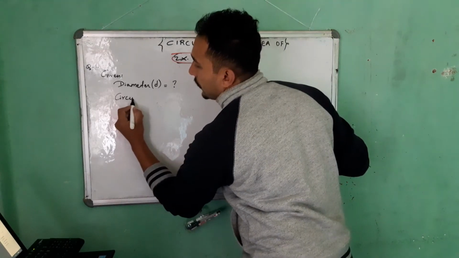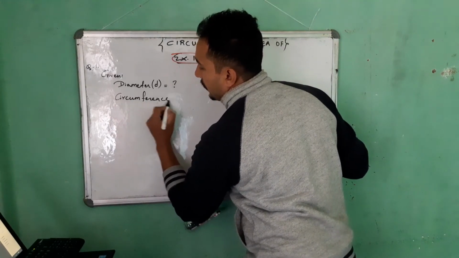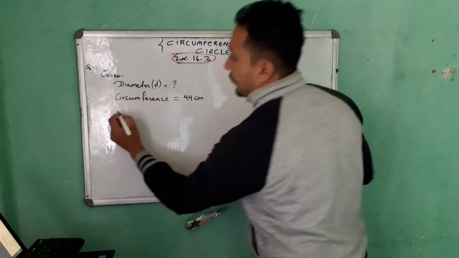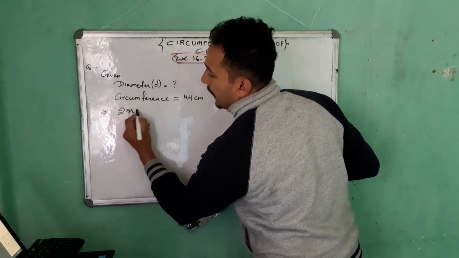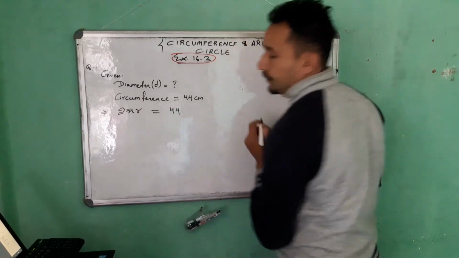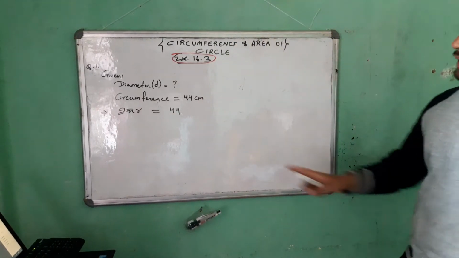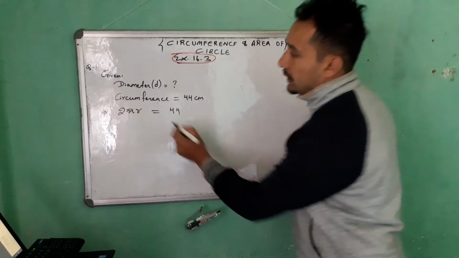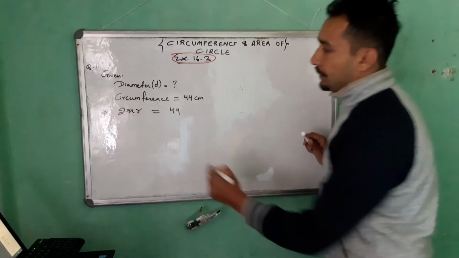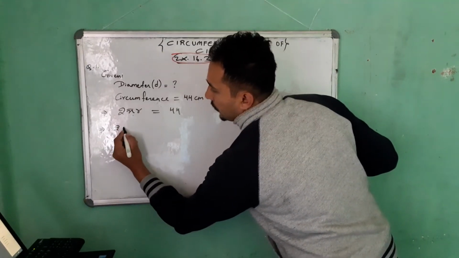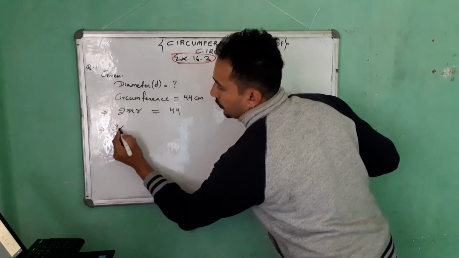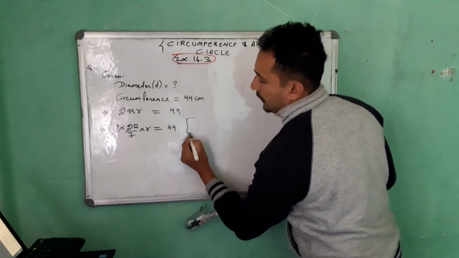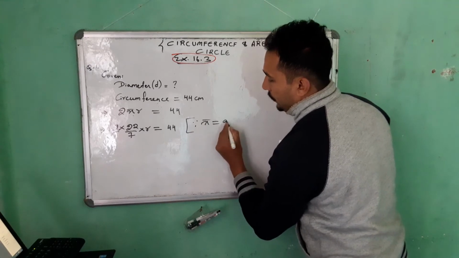Circumference is 44 centimeters. It is given. Now let's put the formula for circumference. Circumference is 2 pi r is equal to 44. Let's not write the unit right now. Circumference is also known as perimeter. Instead of circumference I have replaced it by the formula. So 2 into pi, which means 22 upon 7, into r is equal to 44, because the value of pi is 22 upon 7.